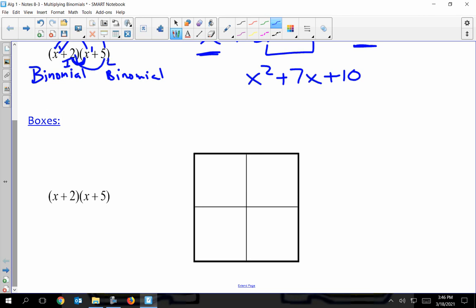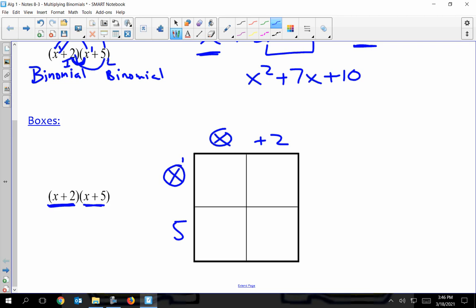What I'm going to do now is use the same problem, just to show you that it doesn't matter which way you do this, you pick. I'm going to take the first binomial and write it across the top. I like to bring the signs with me just so I don't forget. And I'm going to take the second binomial and put it down the side. Okay. This is like a little multiplication grid we sometimes use to help us get better with multiplication. You're going to take the top left x and multiply it by the x that's on the top of the column, and you're going to multiply them together.